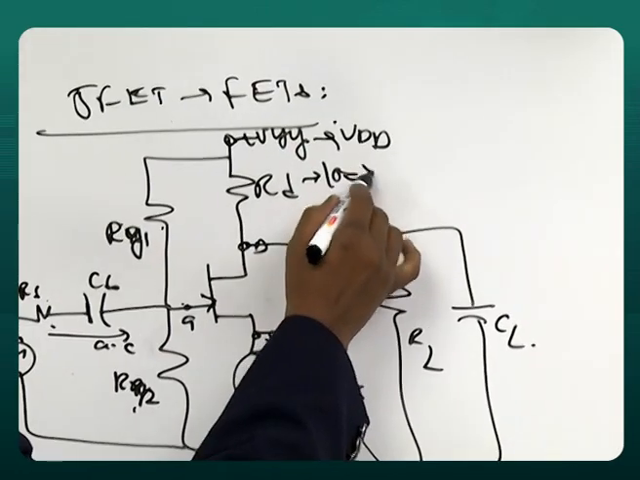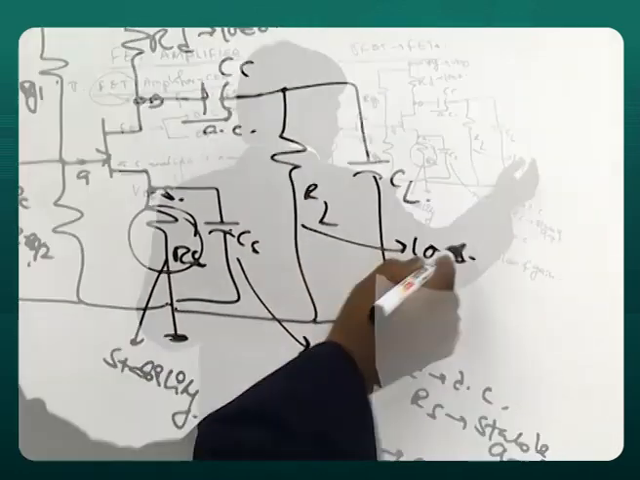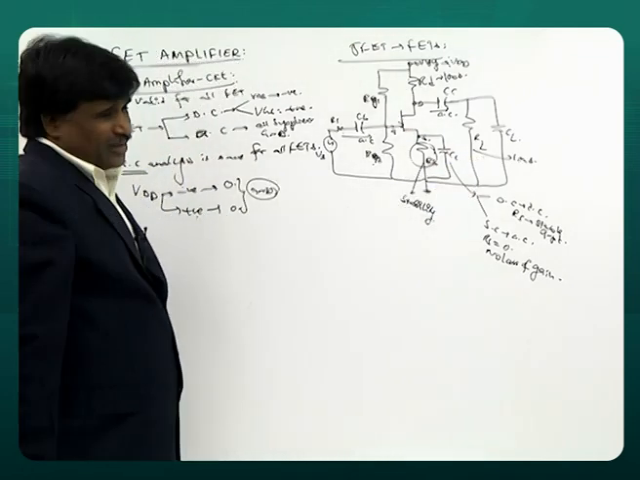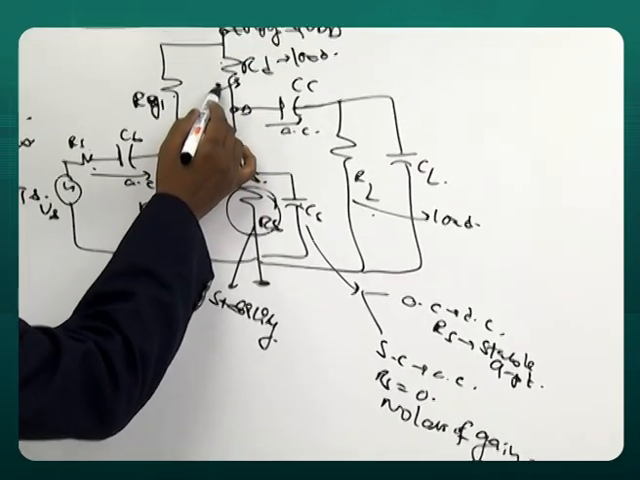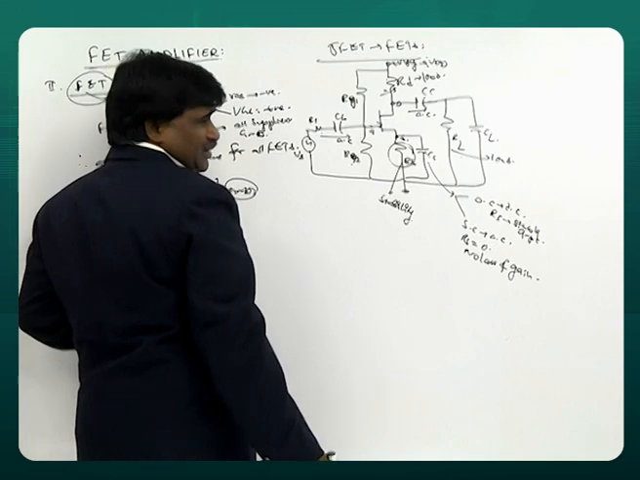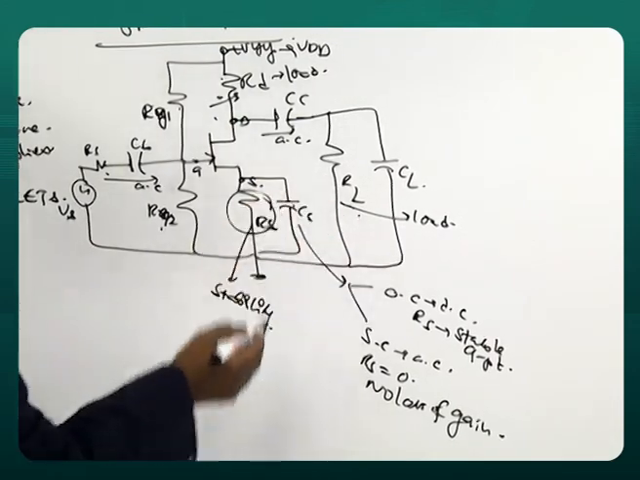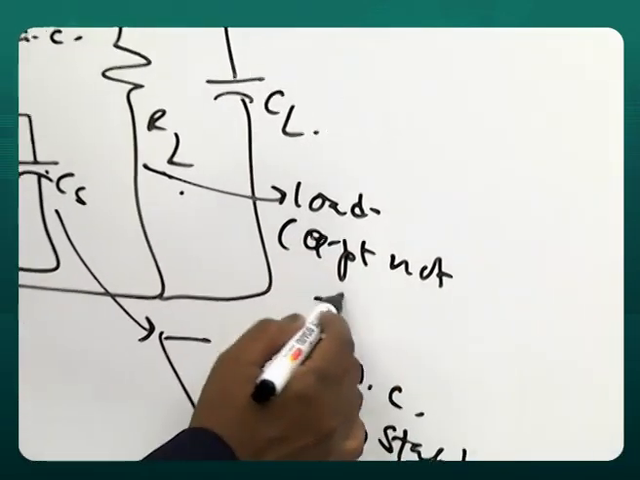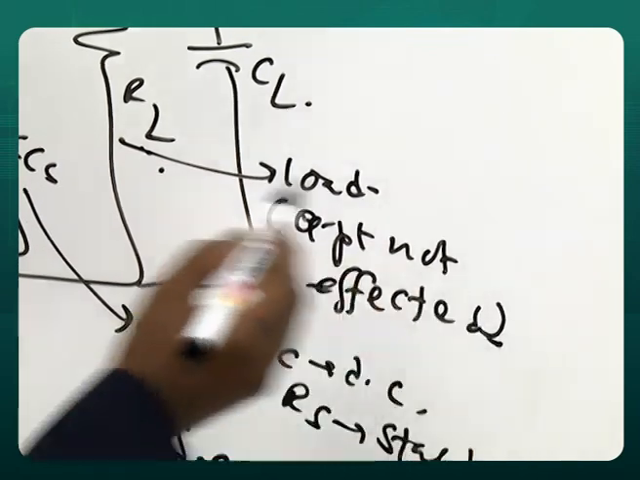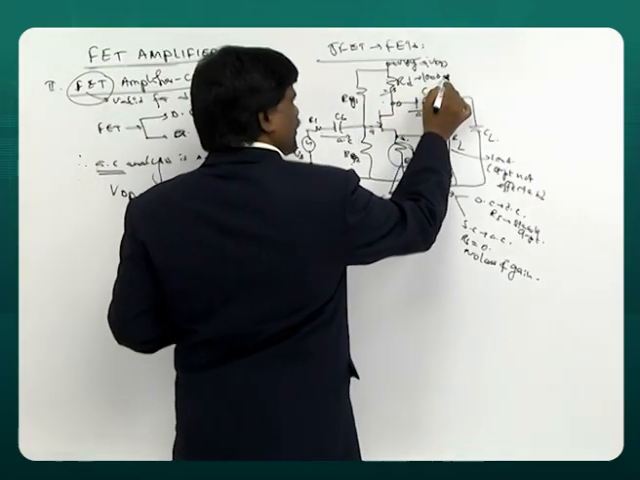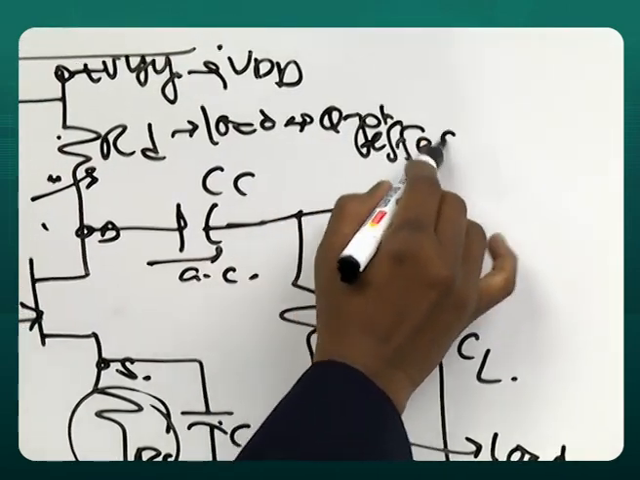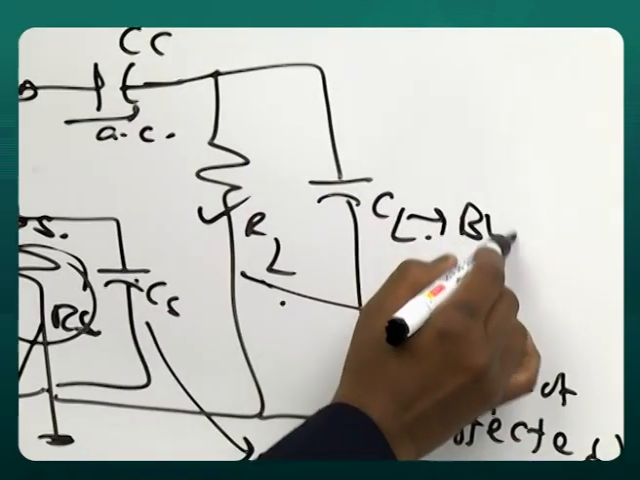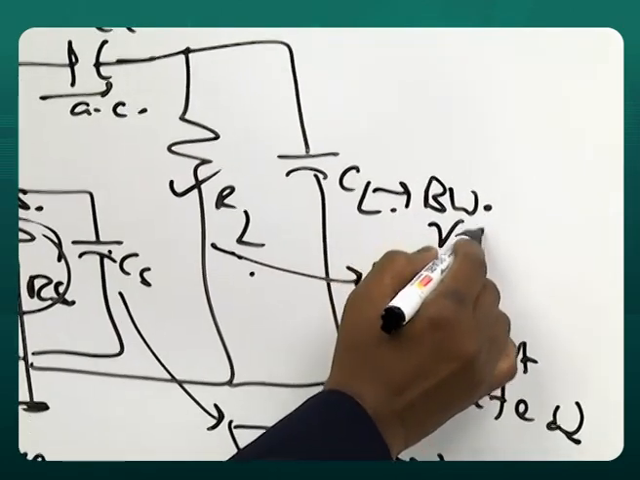This is for load. This is also actually a load. Then you may ask, what's the difference between this load and this load? If you vary this load, the Q point is affected. But here, if you vary this, the Q point is not affected. So which one is better? This one is better. This is called the load capacitor, for the sake of bandwidth, so bandwidth is variable.